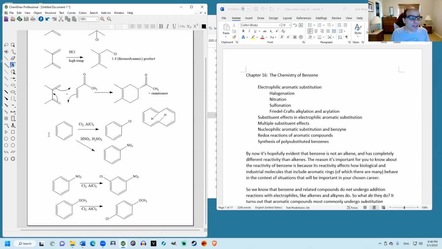And we said, for example, how benzene will react with chlorine and aluminum chloride to give chlorobenzene, or with nitric acid and sulfuric acid to give nitrobenzene. We also talked about directing effects. We said if you chlorinated nitrobenzene, you would get the meta-chlorinated product because the nitro group is meta-directing. And we went into some detail in chapter 16 about why that is. Whereas, for example, if instead we used anisole, which is methoxybenzene, then we'd expect the major product to be the para-substituted chlorinated product.